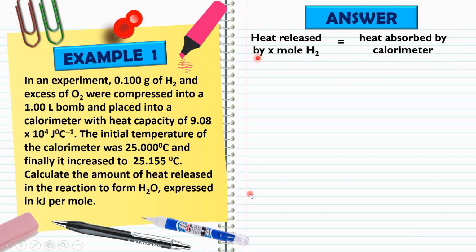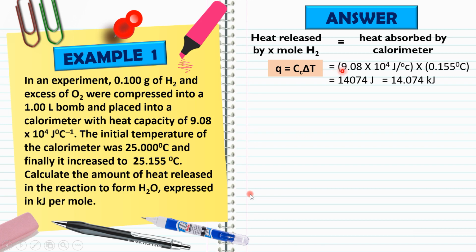And then write the formula involved. Q reaction is equal to CC delta T. Why do we use this formula? Because the question does not give the mass of water and there is no mass of calorimeter. Alright, next substitute all the values here. Finally we get the value of heat released is 14074 joule, then convert it into kilojoule.